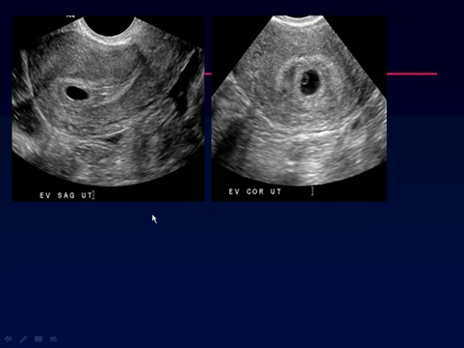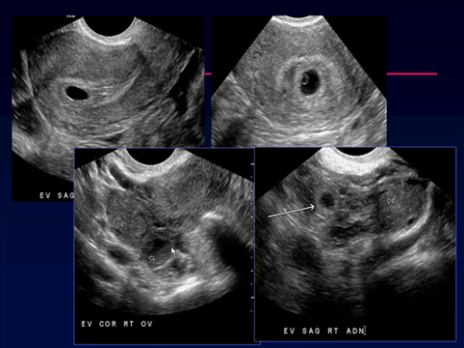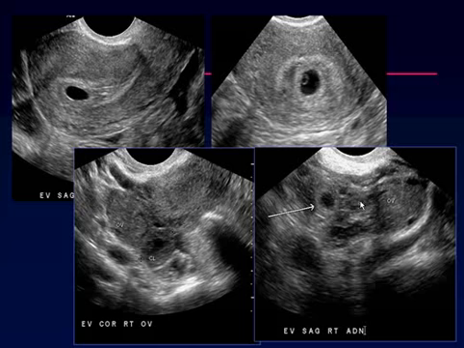And one more. An intrauterine pregnancy here. You can see the yolk sac. And here you can see the corpus luteal cyst, the ovary, the fundus of the uterus. But way up high, you see another tubal ring. And so again, a patient with a heterotopic pregnancy.